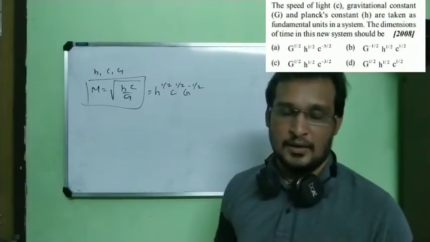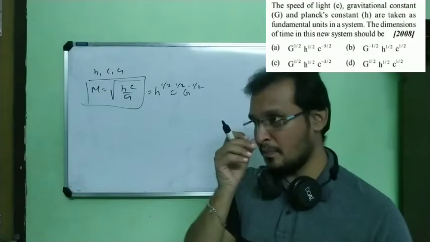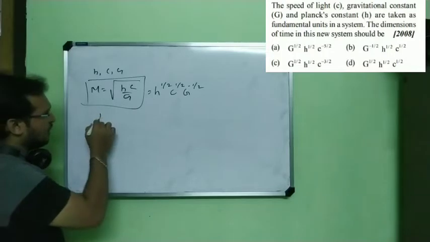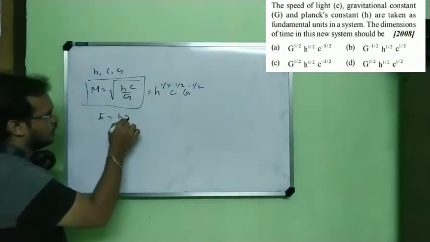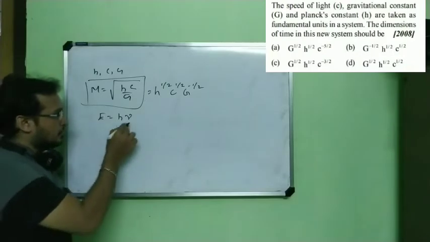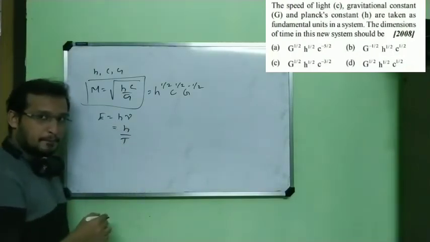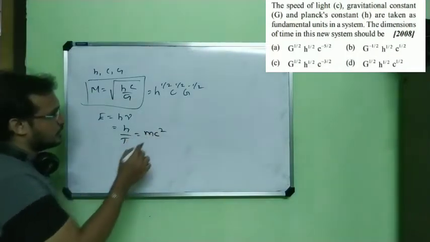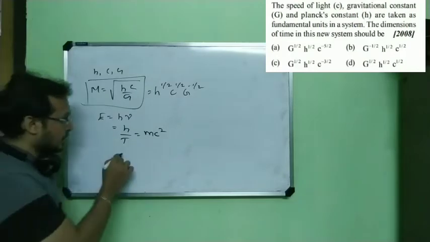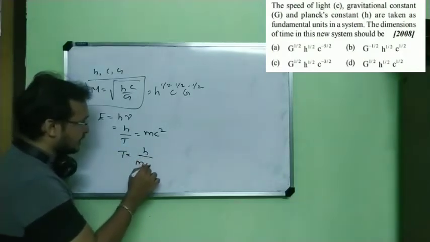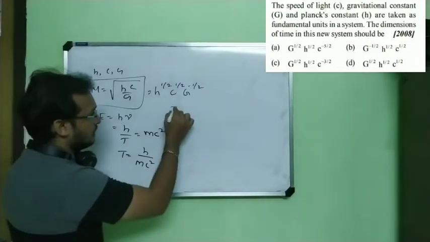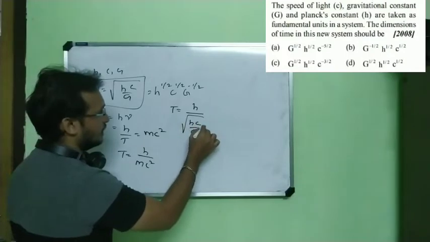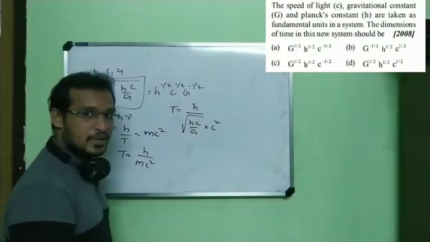That's it. But in this question they are asking for time, no? Let's see how to find time. We know that energy equals h into nu. What is nu? Frequency, which is the reciprocal of time. So h by t equals mc squared, so t equals h by mc squared. What is m equal to? Root of hc by G, into c squared. See how easy this is?